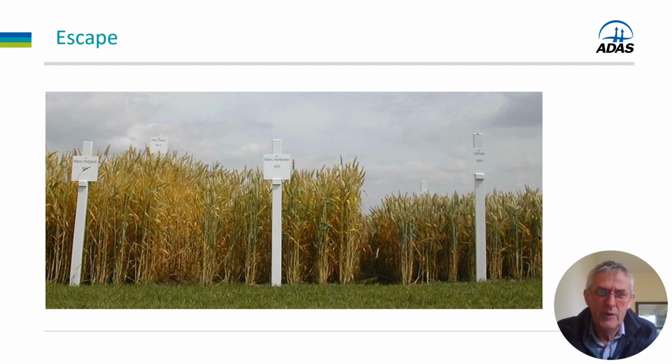And the first variety, Hobbit, was followed quickly by others, Virtue, for example, Longbow and Norman, and that led to varieties such as Riband and Consort, which were highly susceptible to splash-borne diseases in general and to Septoria tritici in particular.